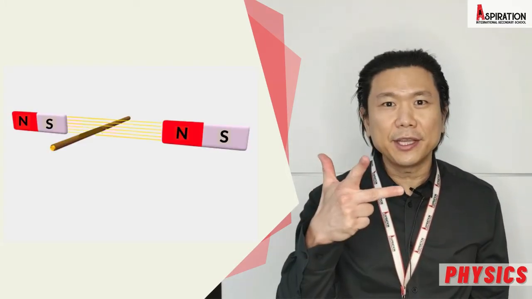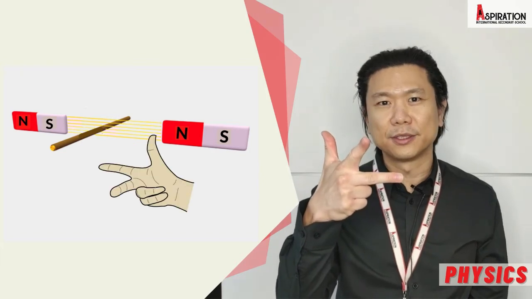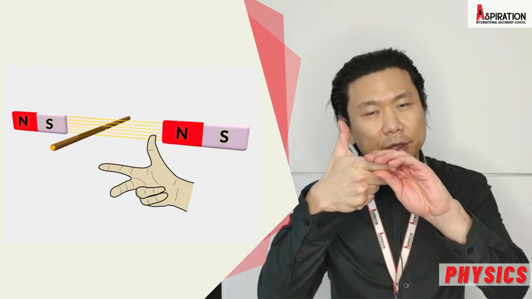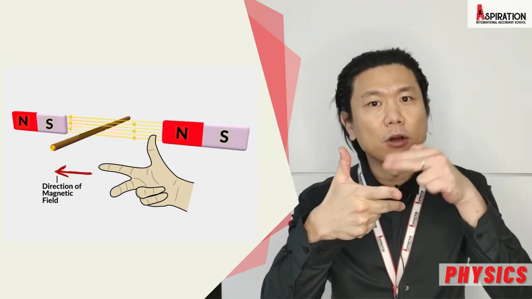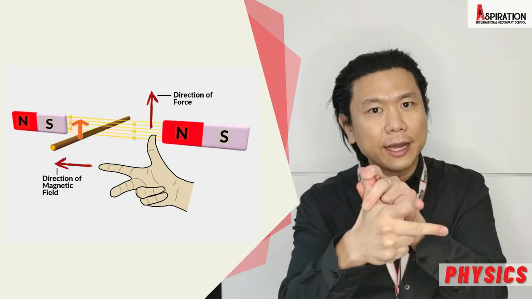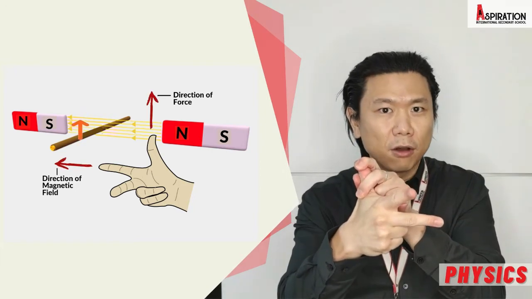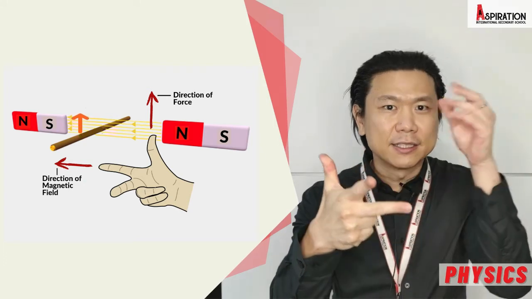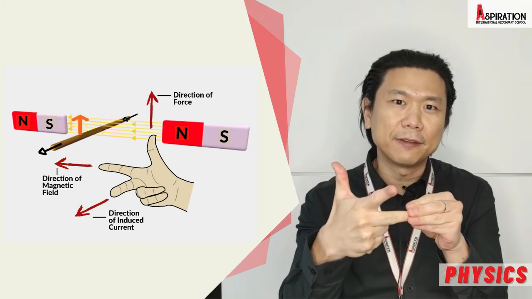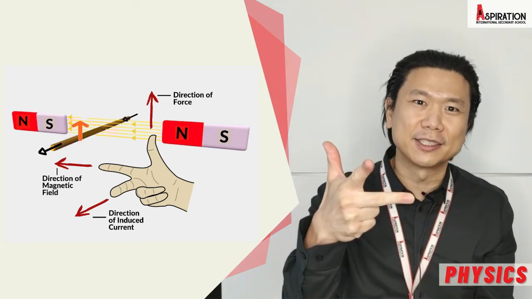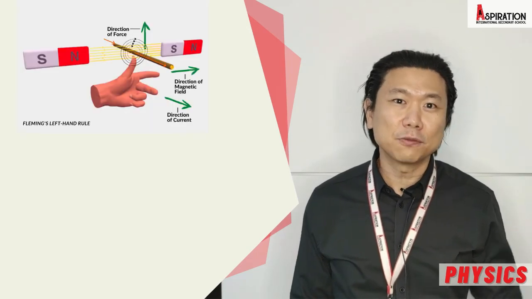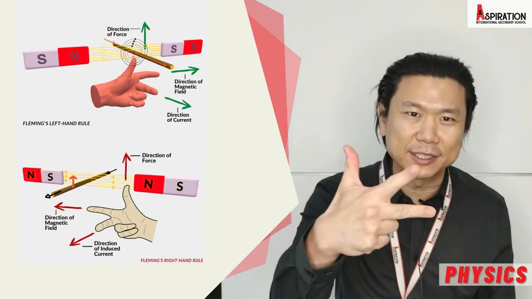Let's have a look at the next example. Get ready Fleming's right-hand rule. Firstly, align your index finger with the direction of the magnetic field lines from north to south. Secondly, align the thumb with the movement of the conductor. And finally, the resulting direction of the middle finger is the direction of the flow of induced current. So that was how you find the direction of induced force and induced current.